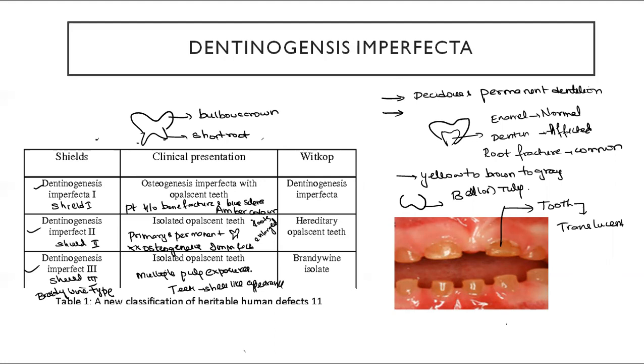Next, how do they look clinically? Clinically, type 1 looks like a bulbous crown with a short root, and it is always associated with osteogenesis imperfecta, and the patient has a history of bone fracture and blue sclera. Type 2 is not associated with osteogenesis imperfecta, and here primary and permanent teeth are affected. Dentin is very thin, pulp chamber is not affected, but the root is completely enlarged. And type 3, Brandywine type, multiple pulp exposures can be seen, and periapical radiolucency. Teeth with shell-like appearance, also known as dentin shells, can be seen.